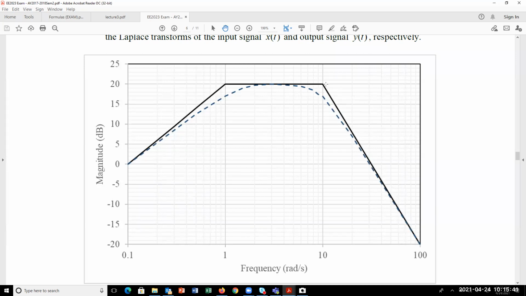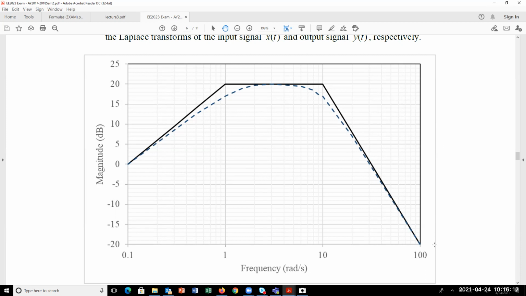The third subsystem has another corner frequency here at 10. It pushes it down again. But you notice that the slope of this one is steeper. Over 1 decade, from 10 to 100, it goes from 20 to minus 20. That means over 1 decade, it has changed minus 40 dB. That means this is a repeated pole. Right? It's a repeated pole.